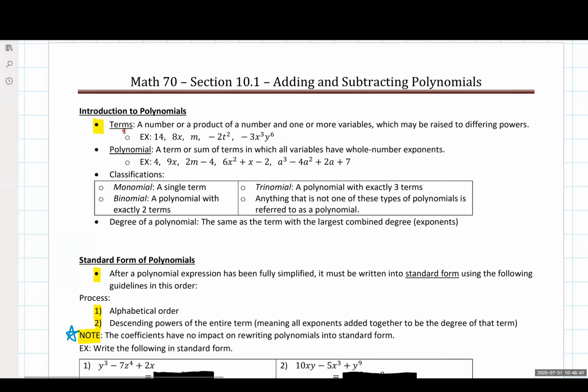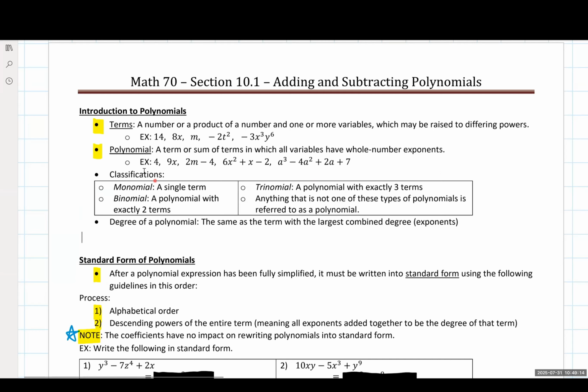And we need this because we need to make sure we know what it means when we're adding and subtracting like terms and unlike terms. And that's a bit further down in our material. And then we get to our definition of what a polynomial is. A polynomial can be simply a single term or the sum of terms in which all variables have whole number exponents and things like that.